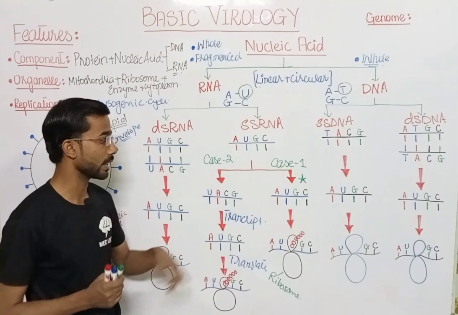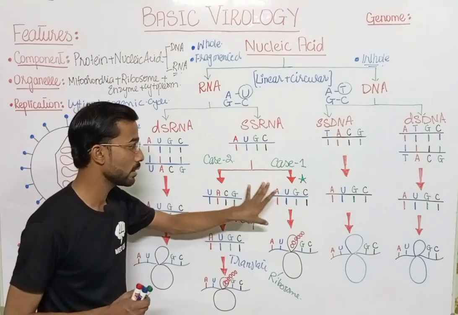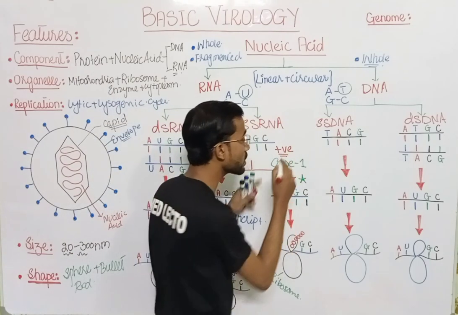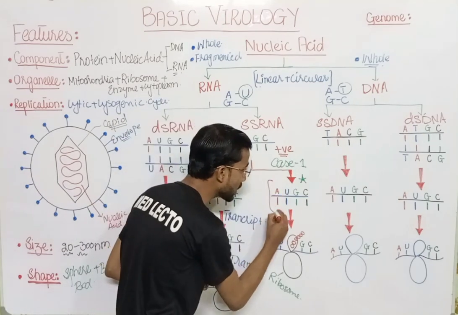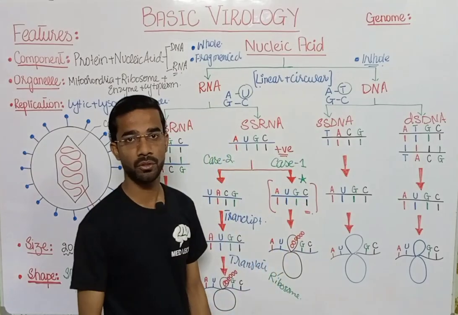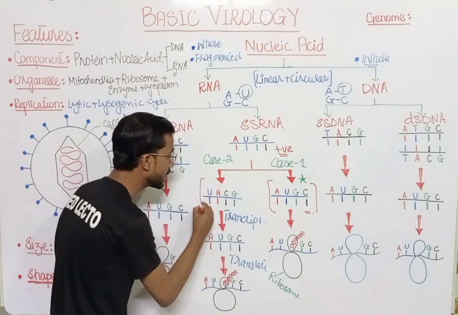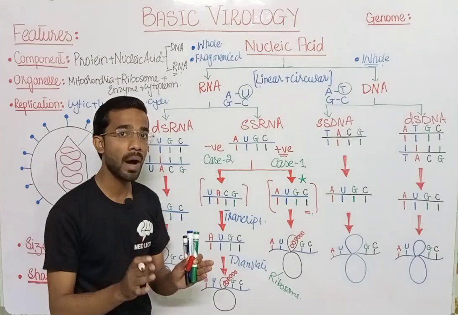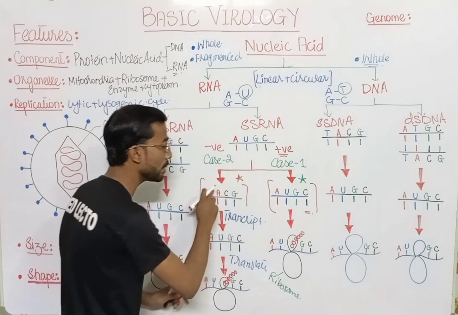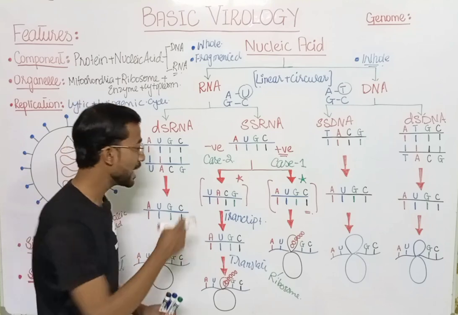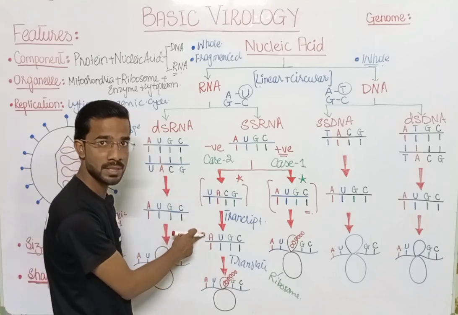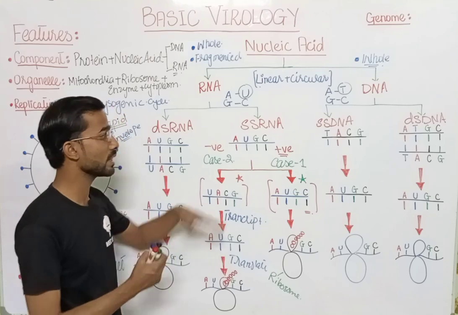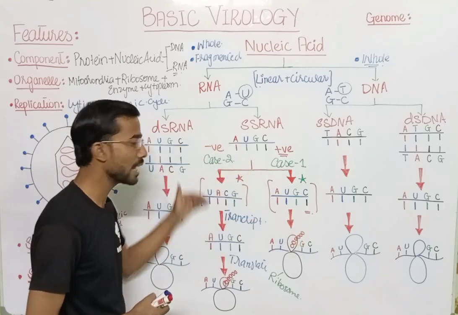Now, you see the important thing. This case 1 is actually called the positive polarity or positive sense RNA, because that sequence can easily be translated into the protein. But case 2 is called the negative polarity or negative sense RNA. Why? Because this sequence cannot be translated into the protein. It will first convert into the positive sense, then it will be translated into the protein. So here is the basic difference between the positive sense RNA and the negative sense RNA.